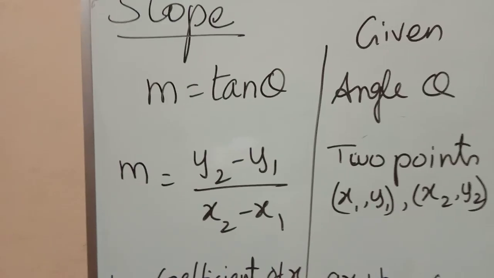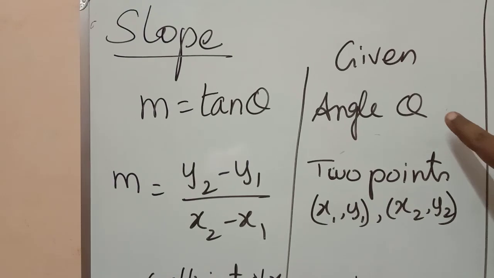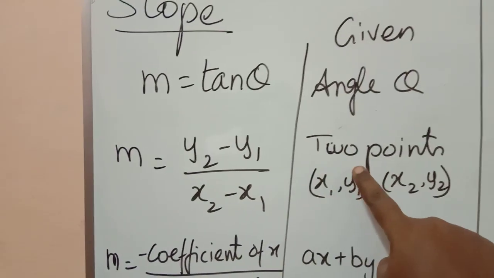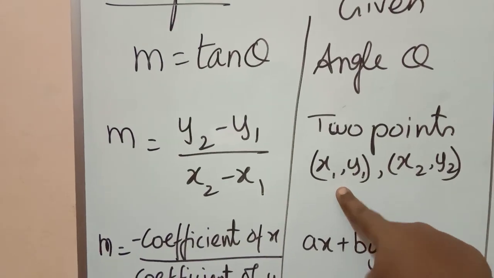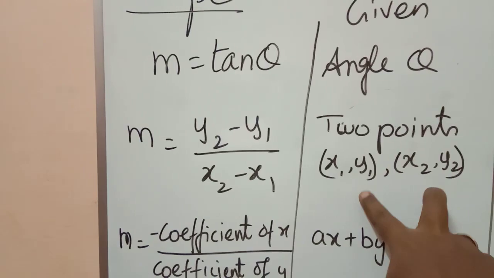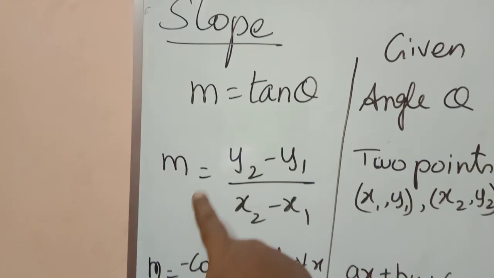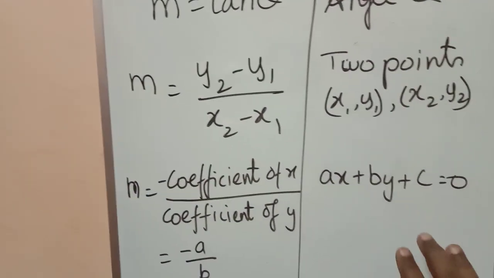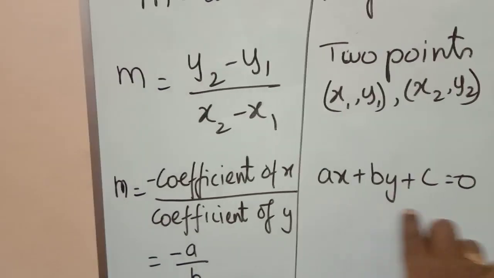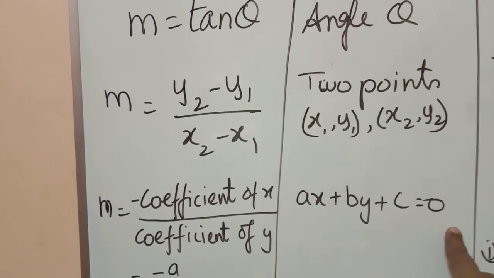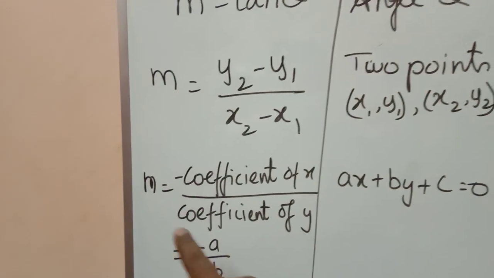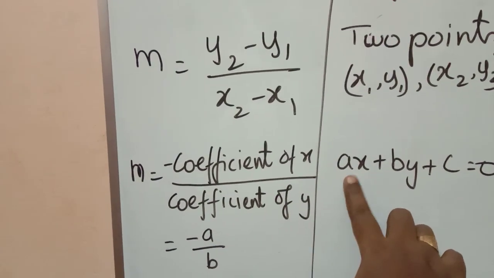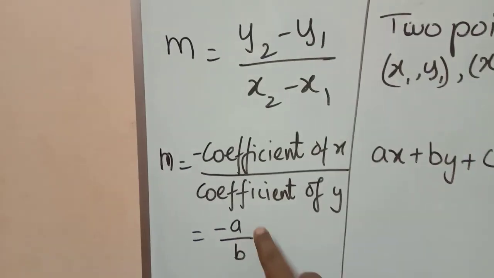Next, formulas to find the slope. If angle theta is given, the formula is m equal to tan theta. If two points are given, the first point x1, y1 and the second point x2, y2, the slope m is equal to y2 minus y1 by x2 minus x1. If an equation is given in the form ax plus by plus c equal to 0, slope m is equal to minus coefficient of x by coefficient of y, that is, minus a by b.